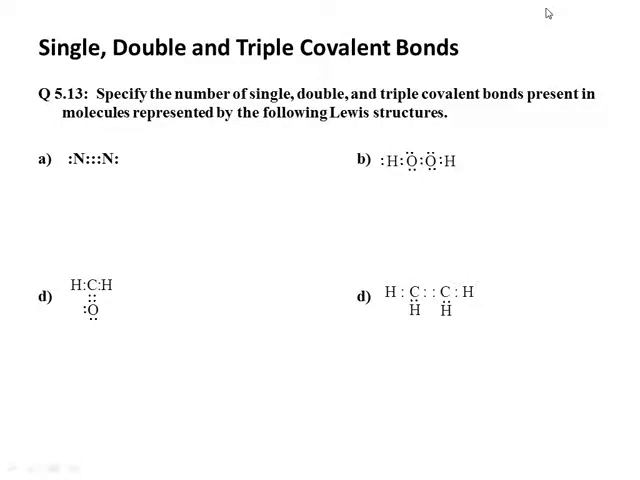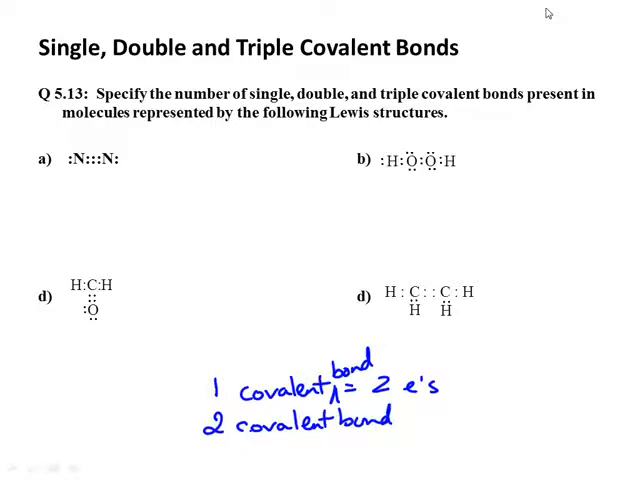Okay, let's move on. Specify the number of single, double, or triple covalent bonds in each of these. Now, please remember, one covalent bond equals 2 electrons. So if there are 2 bonds between 2 atoms, which is a double bond, that would have 4 electrons or 2 pairs of electrons.